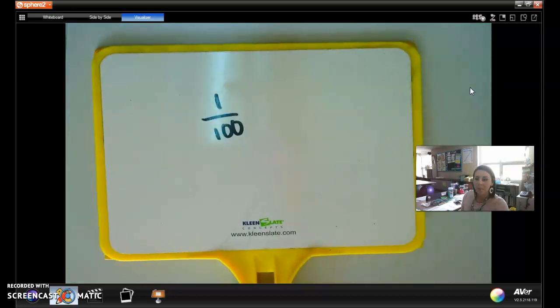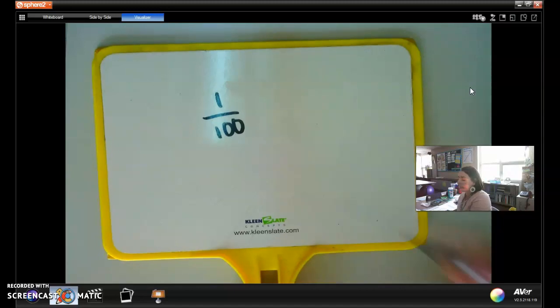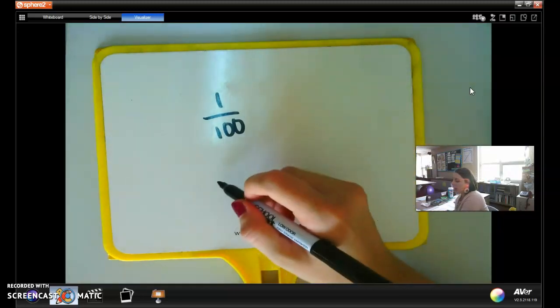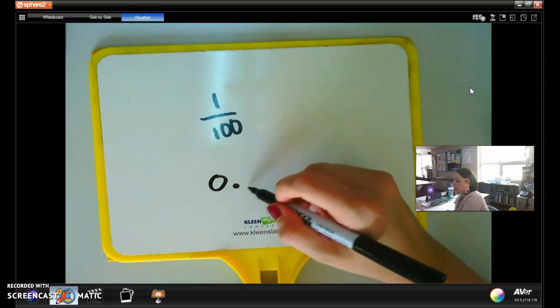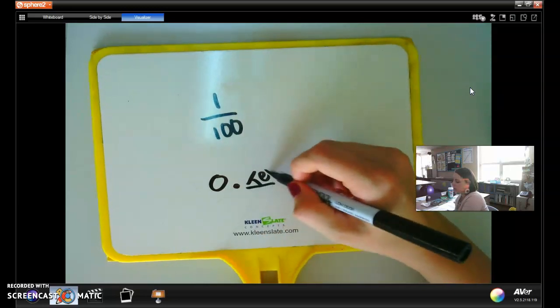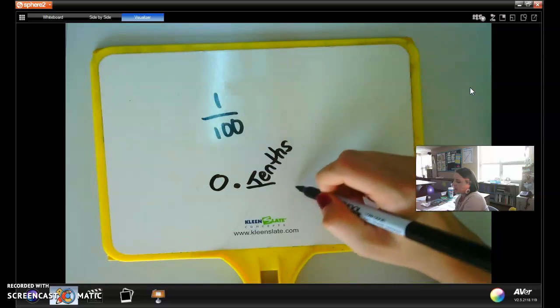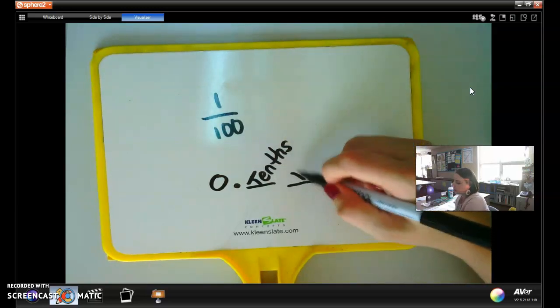1/100th. Now, thinking back to our decimal place value, I have 0. The next place value past my decimal is my tenths. The next place value is my hundredths.